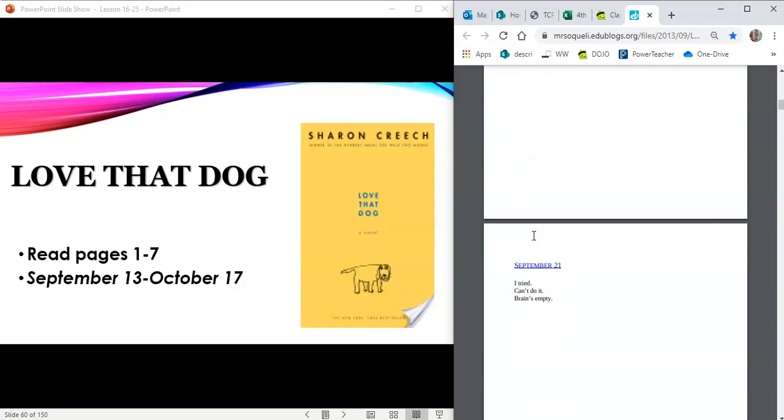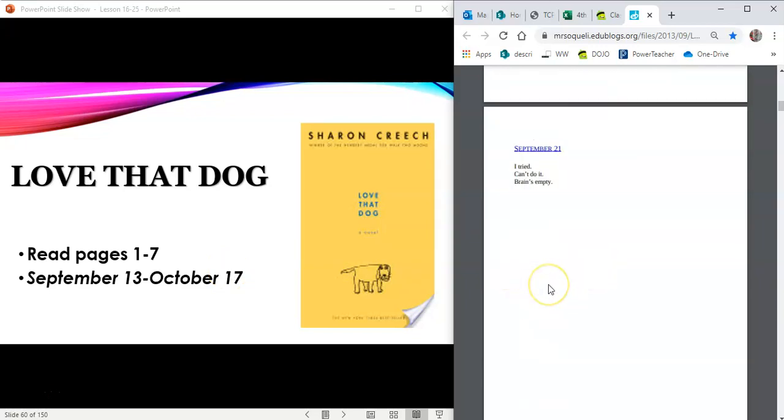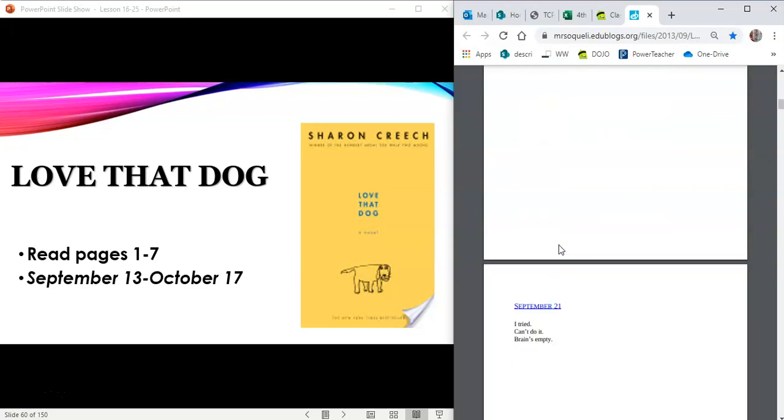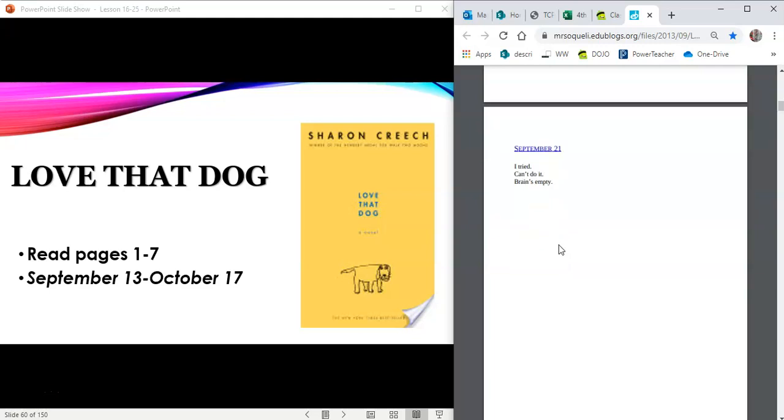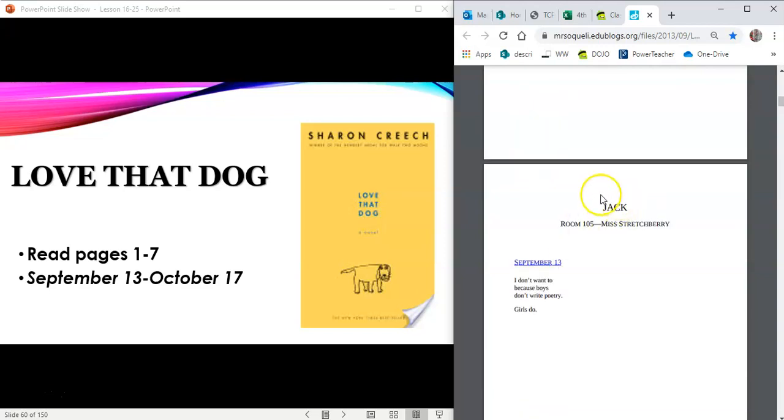Let's keep going. Oh, September 21st. I tried. Can't do it. Brain's empty. So what happened, boys and girls? We went from September 13 till September 21. What happened? Did the author change his mind? I'm sorry, the speaker change his mind? Absolutely not, right? Jack, we can already start inferencing.